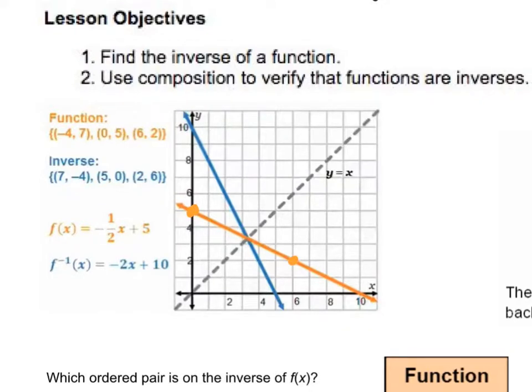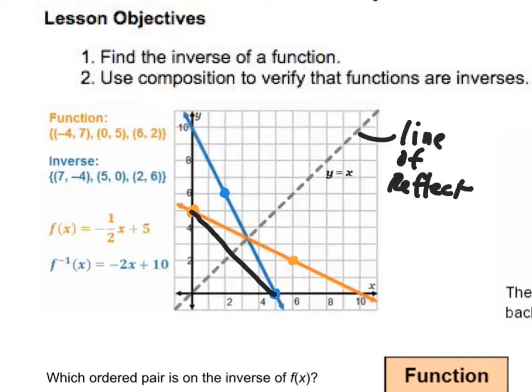Now, on the inverse function, the x and y values have been switched. So instead, you've got the point -7, -4. You've got the point 5, 0 on that graph, and then you've got the point 2, 6. What I notice especially is that they are reflected over this line, y equals x. This is a line of reflection. And then the same thing over here.